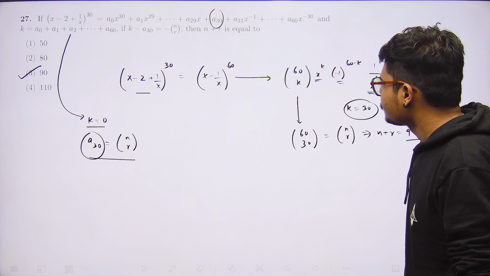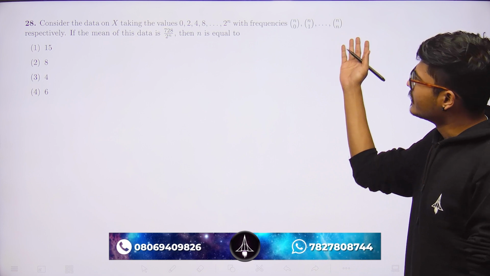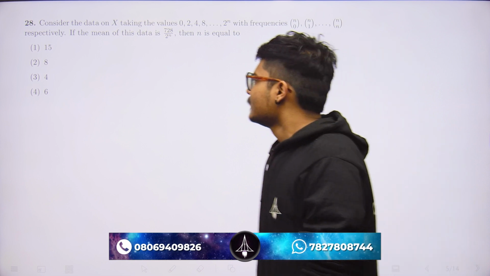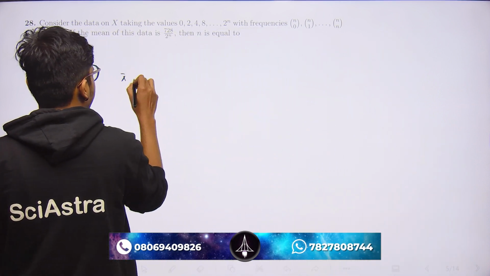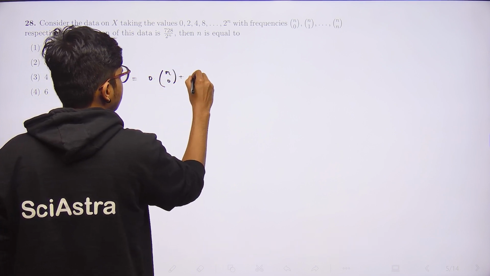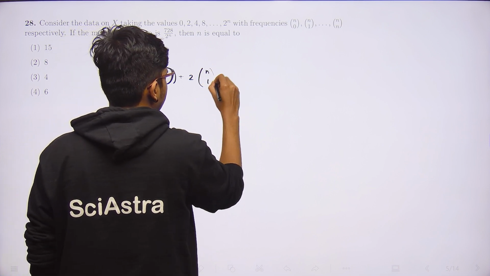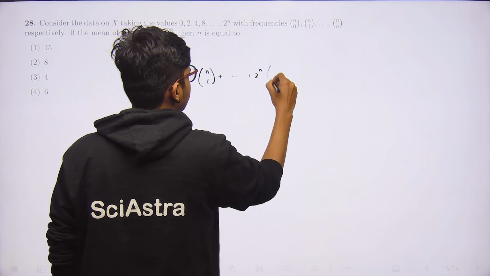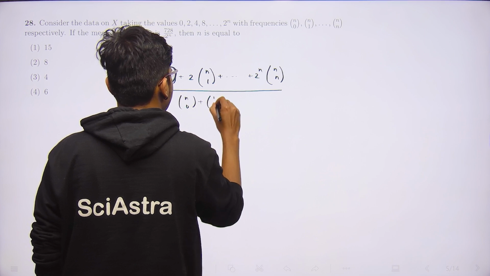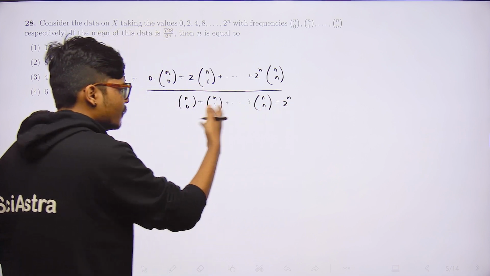Okay, cool. Consider data on x taking values 0, 2, 4, 8, so on and so forth with these frequencies. If the mean of this data is 728 divided by 2 to the power n, then n is equal to what? तो mean की formula क्या आ जाएगी यहाँ पे? The values it takes times the frequencies. So 0 times n choose 0 plus 2 times n choose 1, all the way till 2 power n times n choose n divided by sum of the frequencies. So that's n choose 0 plus n choose 1 all the way till n choose n, right? So denominator तो easy है, it's a standard binomial sum of coefficients, so it's 2 power n, right?